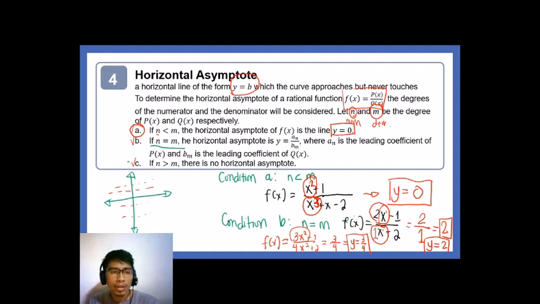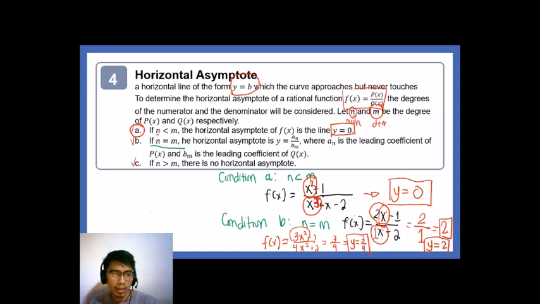How about condition letter C? For condition letter C, if the degree of the numerator is greater than the degree of the denominator, automatically there is no horizontal asymptote. Let me show you this one. Let me erase this one. Wait, I need space.